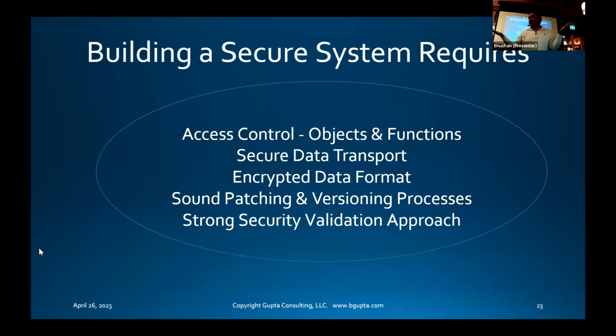You all build systems, you all know how systems work, but in my mind, if you want to build a secure system, you have to have good access control, both on objects and processes. Get your data as much as you can. Like I said before, a lot of systems have been breached because of improper access control.